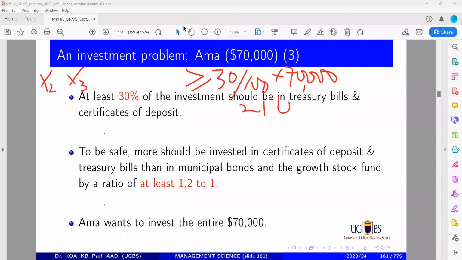So what should we now do finally? Okay, so we will do S2 plus X3 should be greater than or equal to 21,000. Very good.